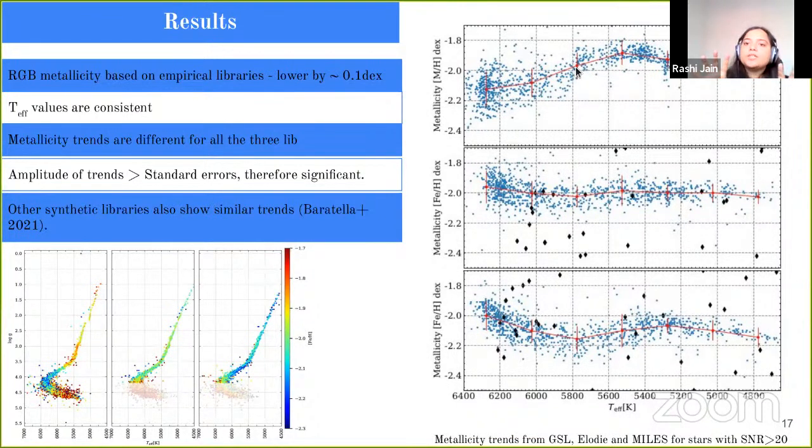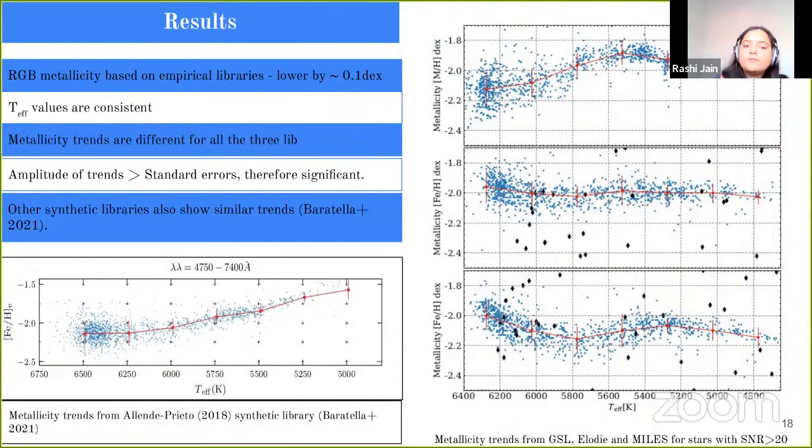So the amplitude of trend is higher than the standard error. That means the trends are significant. So that means the libraries show inconsistent results, and there is some kind of inconsistency either in the way the libraries are computed or the way the interpolators are being used. So a follow-up study was done using different interpolators on another theoretical library.